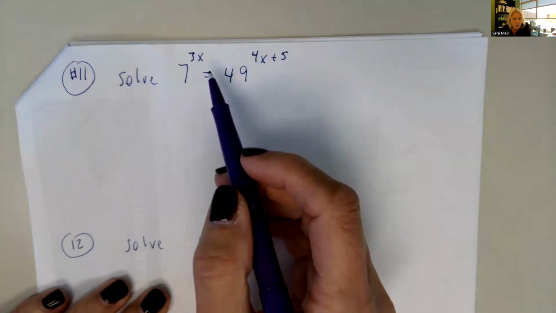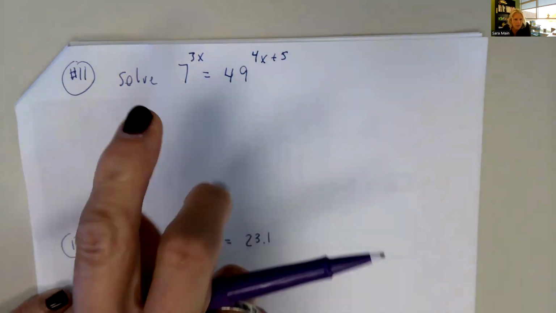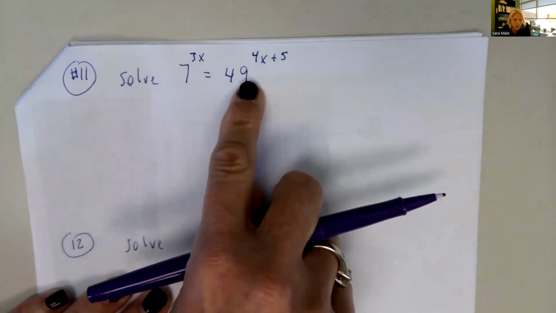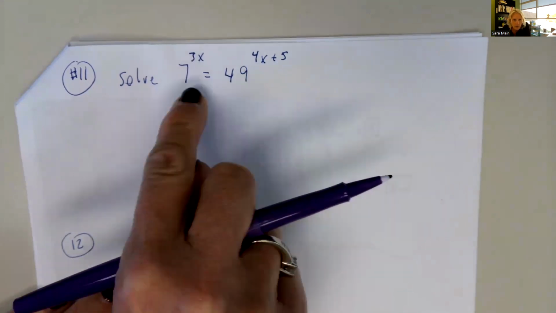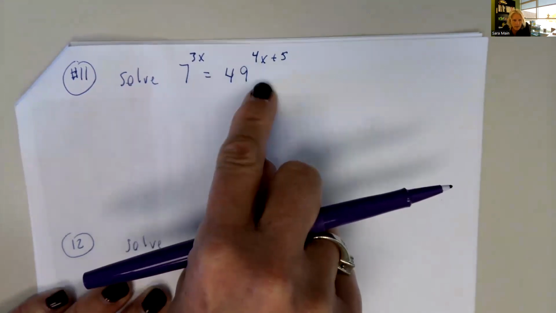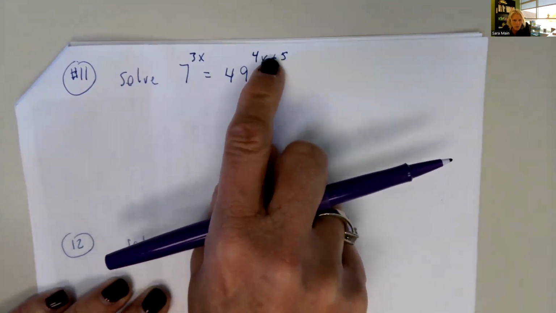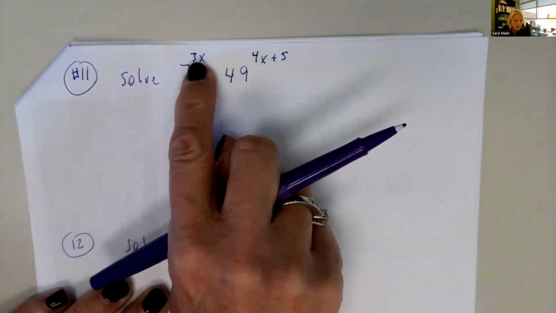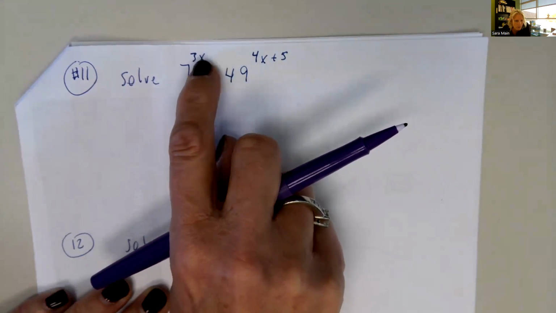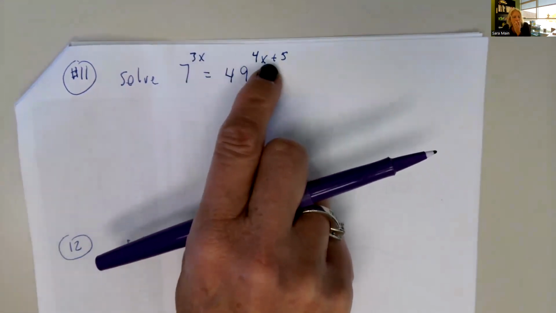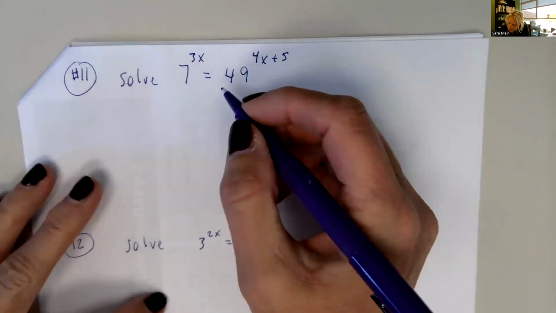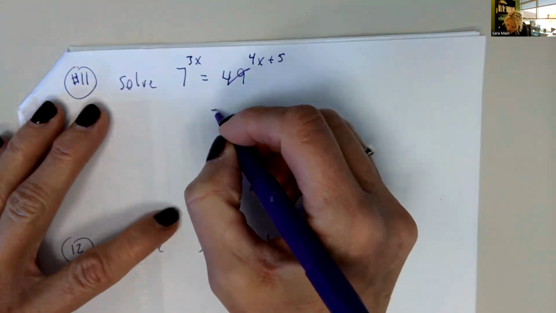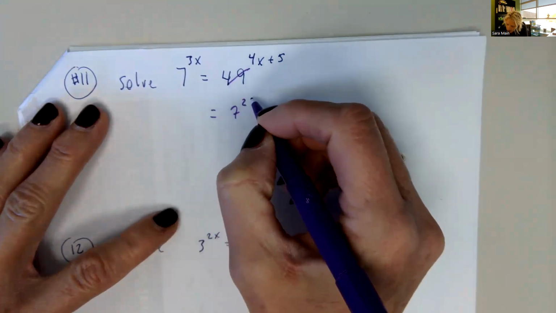And so what we need to do is rewrite, this is base 7 to the 3x, and this is base 49 to the 4x plus 5. If we can get them to the same base, then we can just compare their 3x and 4x plus 5. So what we can do here is we can see that 49 can also be rewritten as 7 squared.